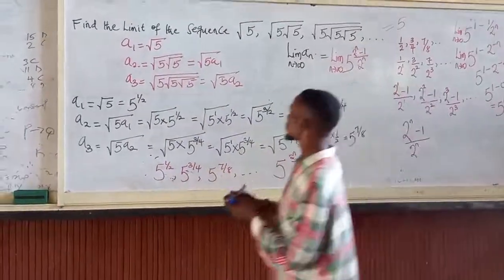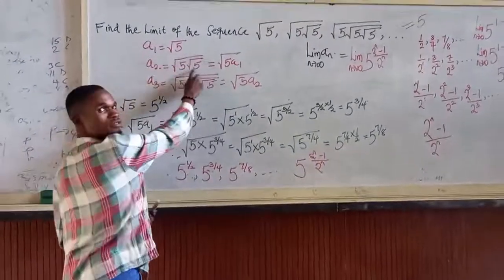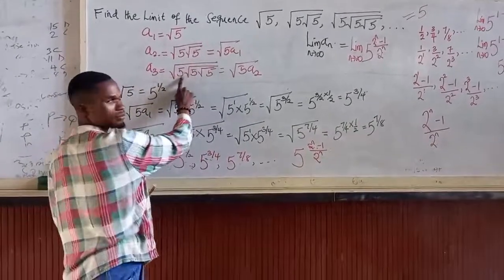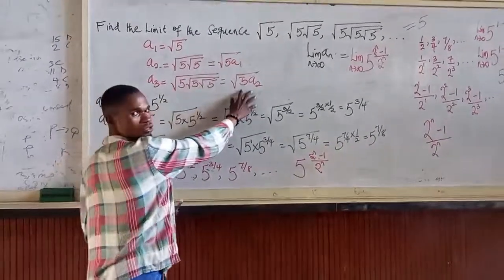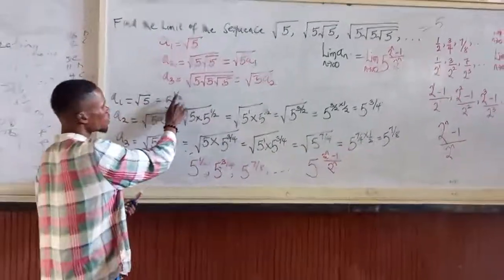Now, given the limit of the sequence, the A1 is root 5, and the A2 is root 5 root 5, which is root of 5A1. And the A3 is root 5 root 5 root 5, which is the root of 5A2. So A1, which is root 5, can be written as 5 raised to the power 1 over 2.